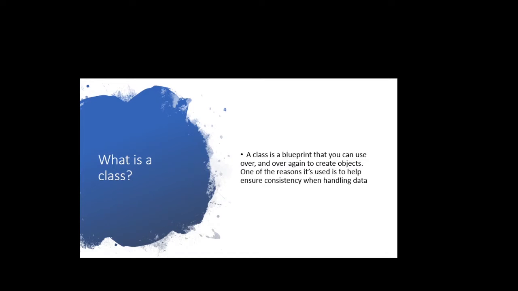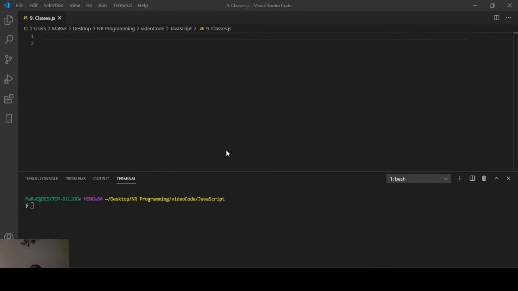What is a class? A class in JavaScript is simply a blueprint that you can use over and over again when you're creating your objects. One of the main purposes of this is to reduce errors and ensure consistency when you're handling your data. So let's get right to it.